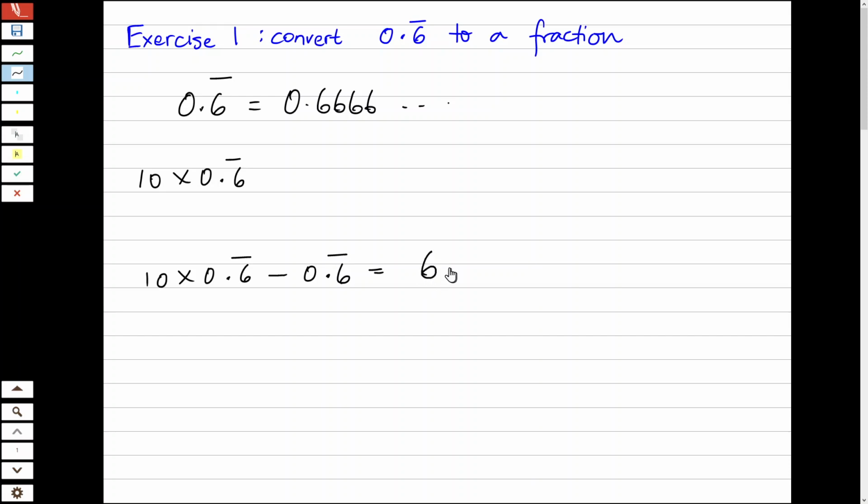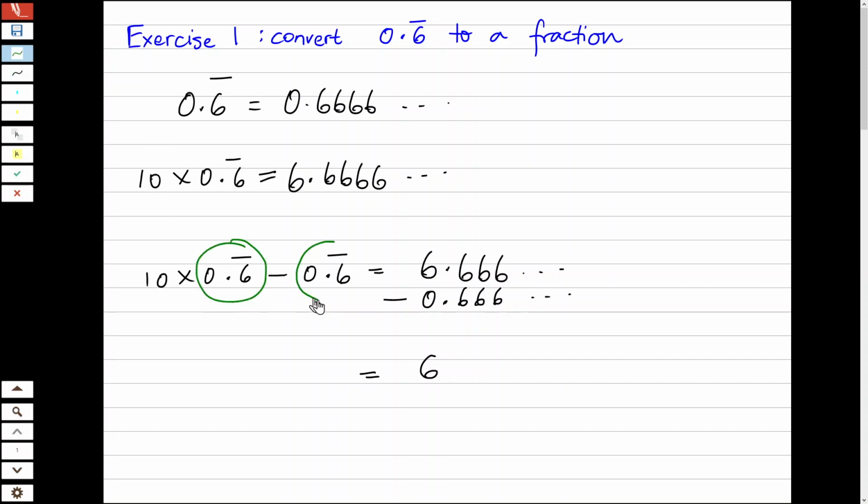Okay. So the first one equals 6.6. I would suggest you write this second line so that you don't get confused. Then that equals 6.6, take away 0.6, and all the 6s cancel out, so it equals 6. I've got 10 of them minus 1 of them, which gives me 9 of them in total. So 9 times 0.6 equals 6 over 9, which then equals 2 over 3.